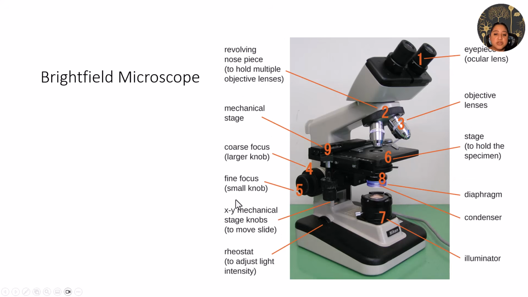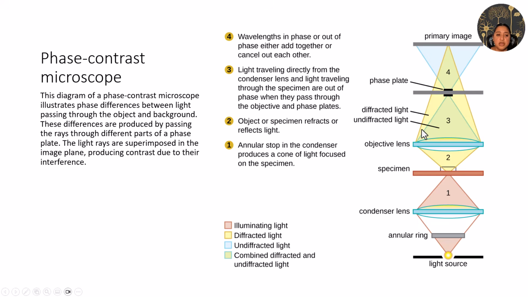You can only get to a certain magnification with a bright field microscope. And then you would move on to other microscopes to get even closer, because the lenses can only do so much magnification. Another kind of lens and microscope is phase contrast. So phase contrast microscopes work a slightly different way.